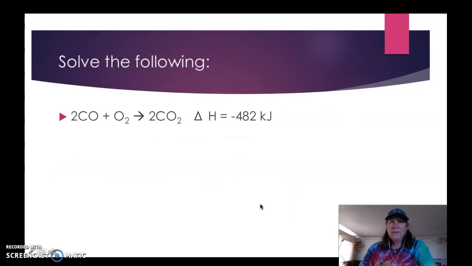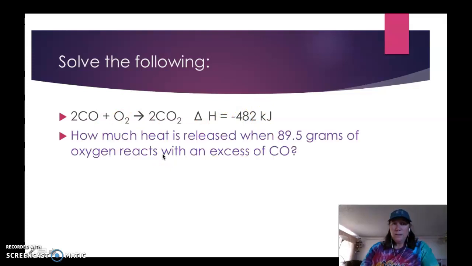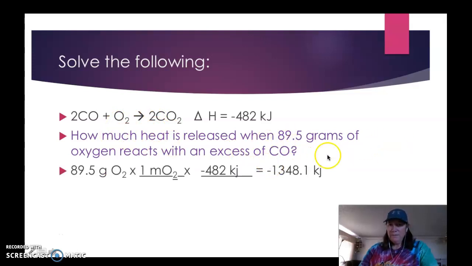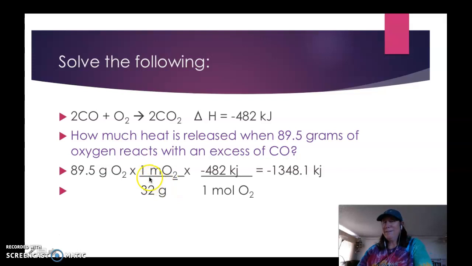Okay, here's another one. Again, now delta H is negative, so we know this is an exothermic reaction. It says how much heat is released when 89.5 grams of oxygen reacts with an excess of carbon dioxide. So I start with 89.5, what I know. And now I've got to change grams of oxygen to moles. So it's 32 again, just like the last one.